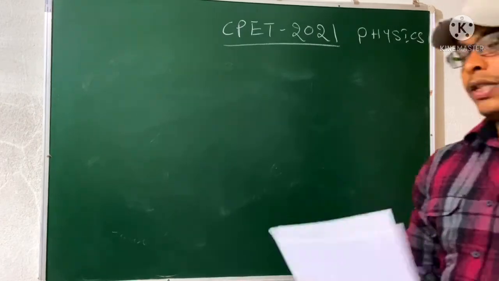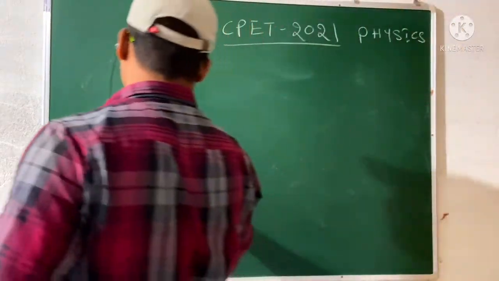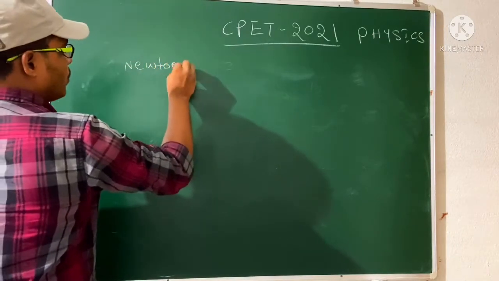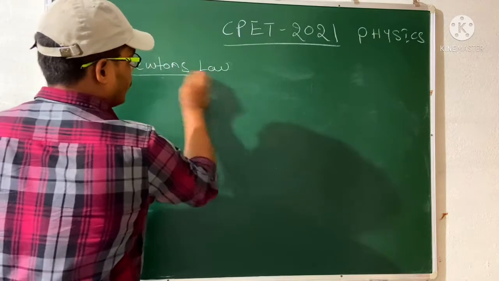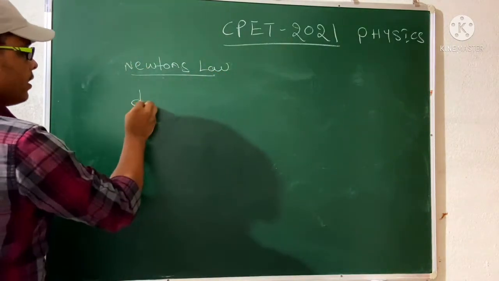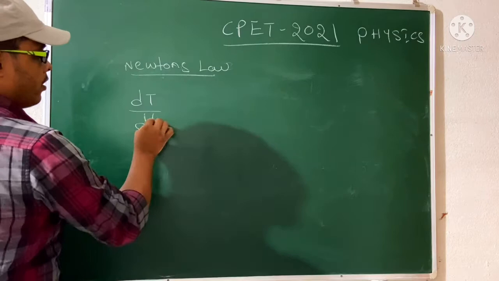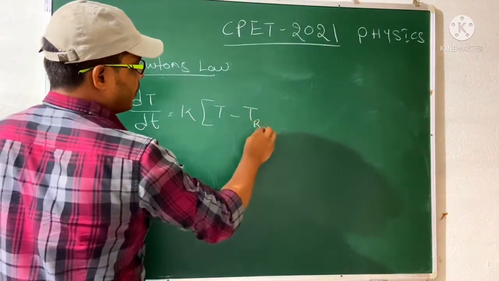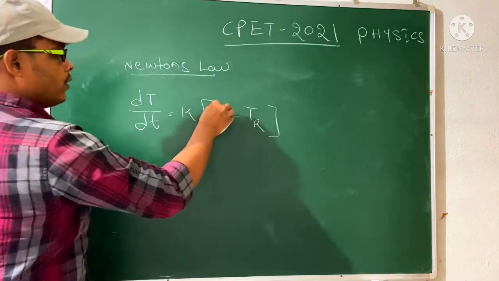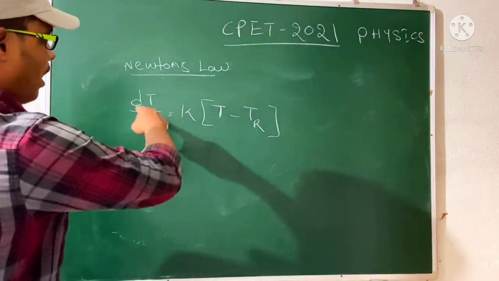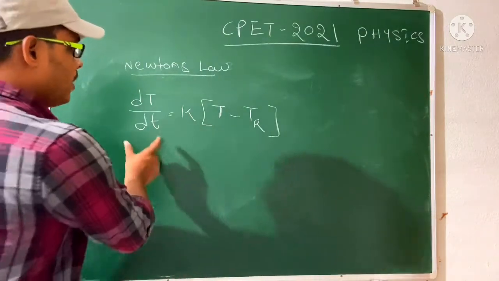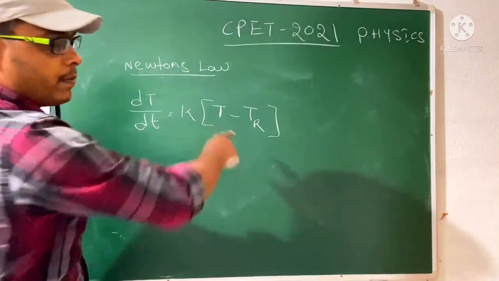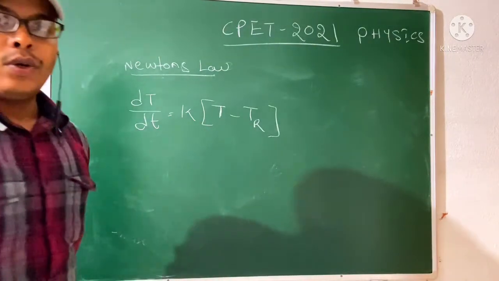So we know Newton's law of cooling. What is Newton's law of cooling? dT by dt equals k into T minus Tr, where Tr is the room temperature. So how the temperature changes with respect to time depends upon the change in temperature, that is T minus Tr. T is the temperature at any time and Tr is the room temperature.